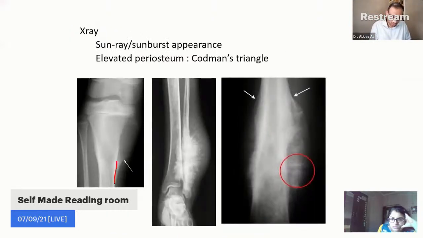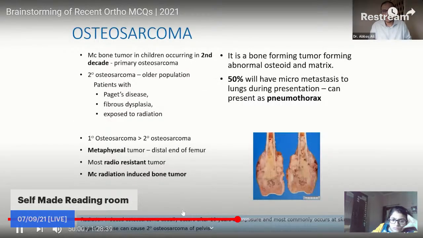Sun ray appearance, sunburst appearance, Codman's triangle. I'm sure all of you know that. Sun ray, sunburst appearance, and Codman's triangle. ठीक है ना? All of these are features of osteosarcoma. What is Codman's tumor, friends? मुझे याद नहीं आ रहा, बताओ.